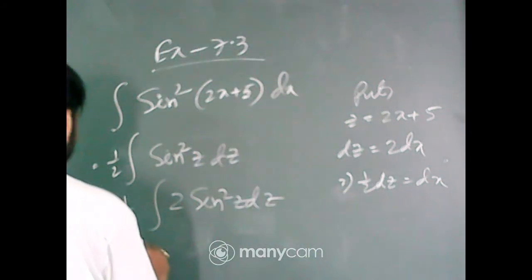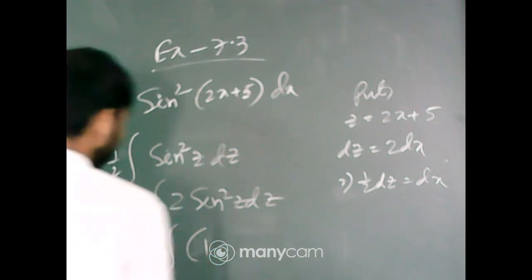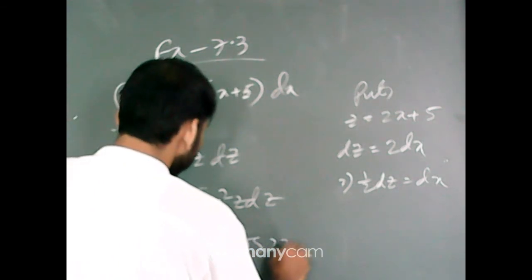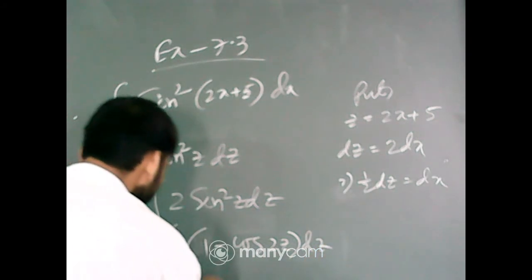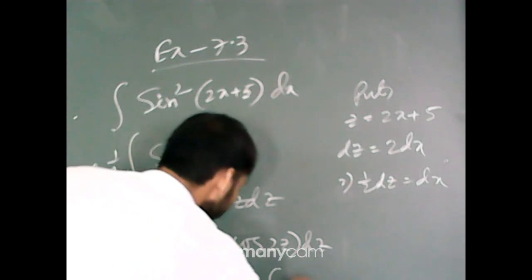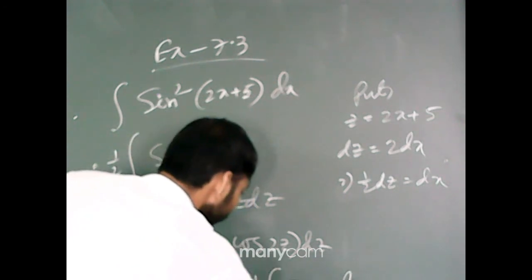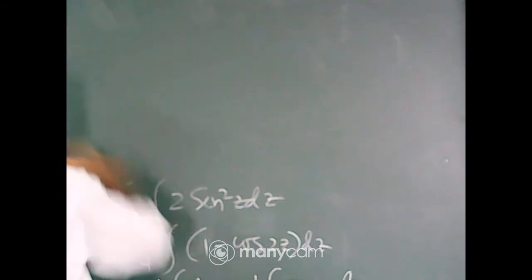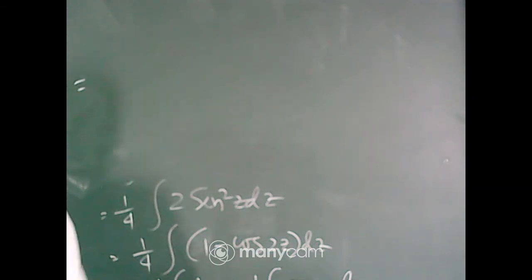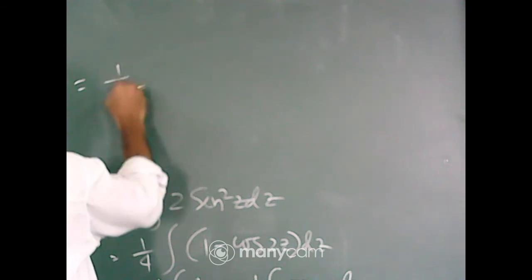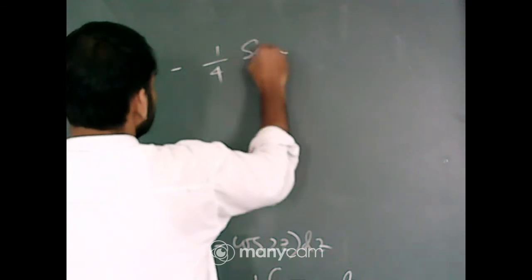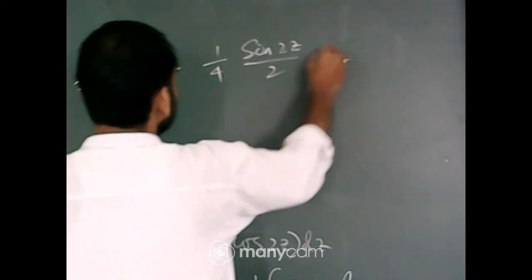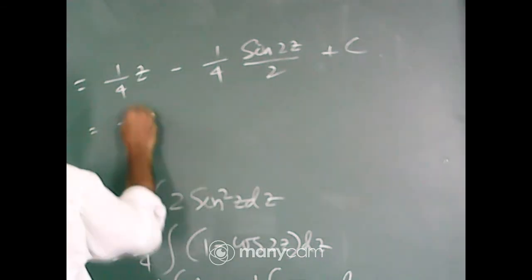So here it will be 1 by 4 integration within the bracket 1 minus cos 2z dz. Now just do the separation. 1 by 4 integration dz minus 1 by 4 integration cos 2z dz. I am rubbing the upper portion. That means after doing the integration, it will be 1 by 4 z minus 1 by 4 sine 2z by 2 plus c. That means 1 by 4.